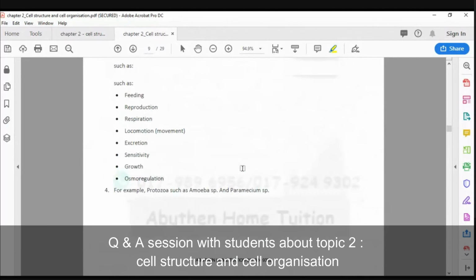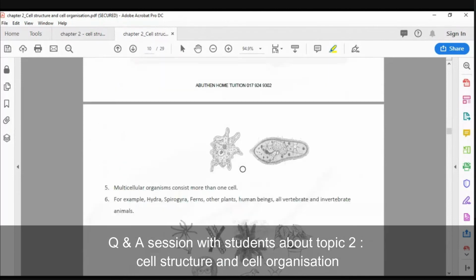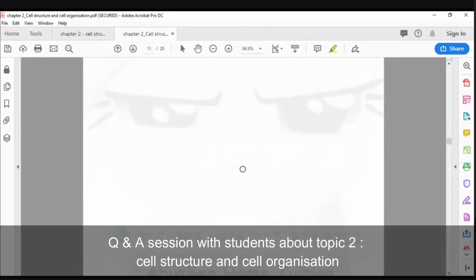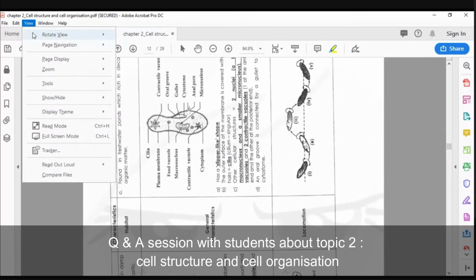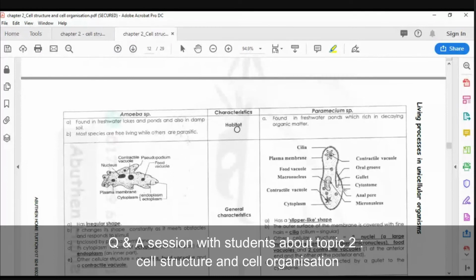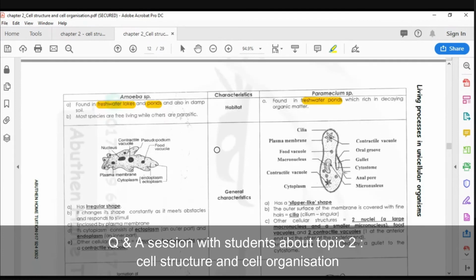Okay, next, I want you guys to see this one first. Amoeba and paramecium. Both live in damp areas, aquatic or semi-aquatic. So they love water. Always remember amoeba and paramecium.